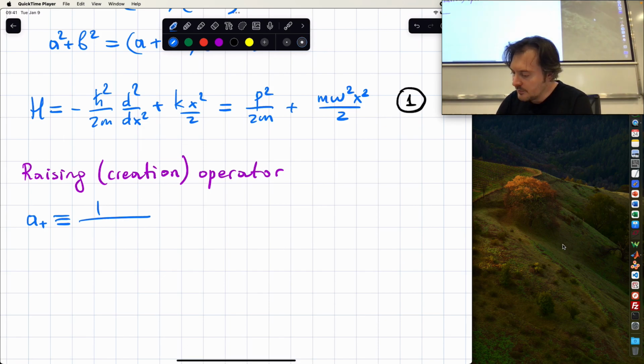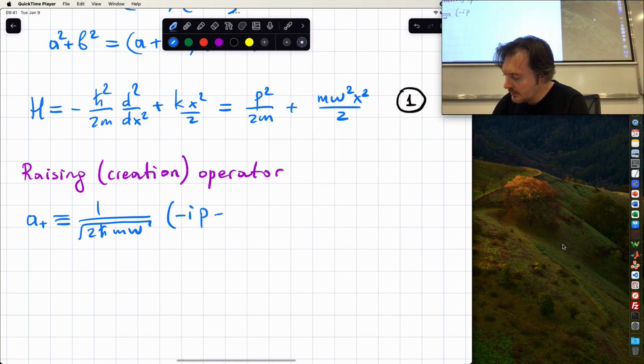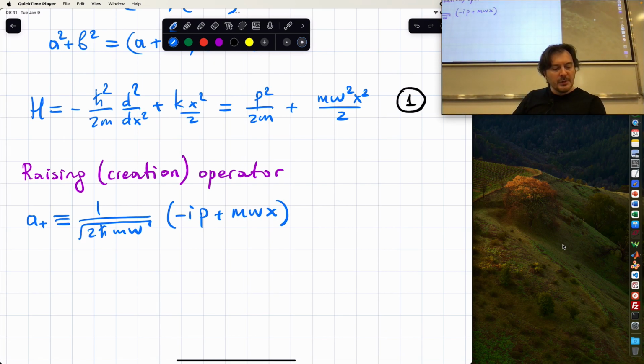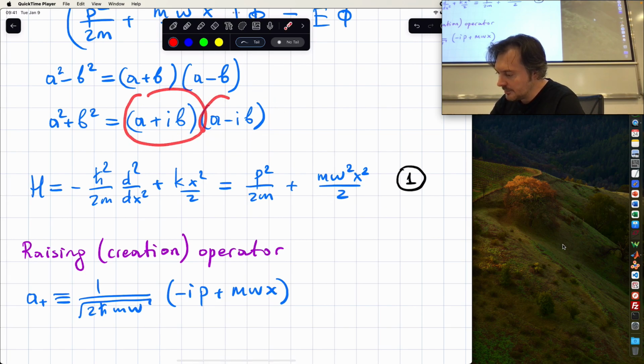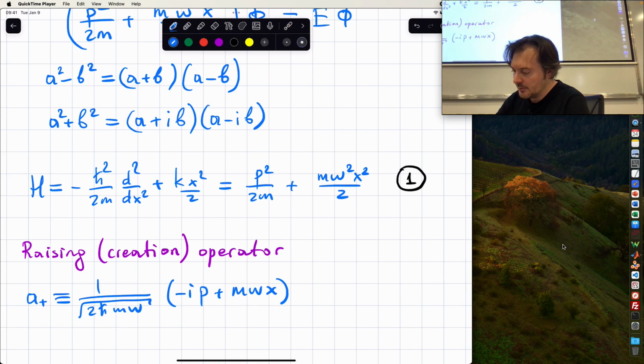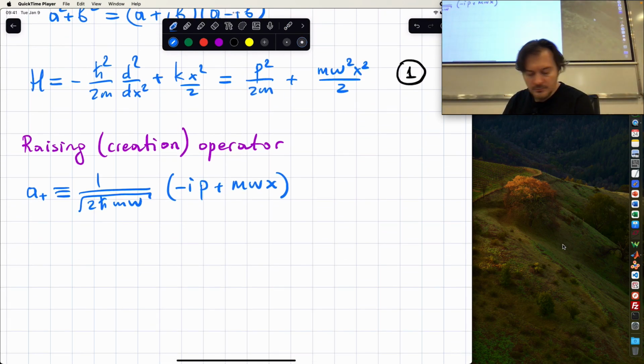So 1 over square root of 2 h bar m omega, times minus ip plus m omega x. This is my raising operator. And you can see a hint of this already here. So we are aiming at this kind of representation, but this will be clear in a moment. So that's the equation number 2.